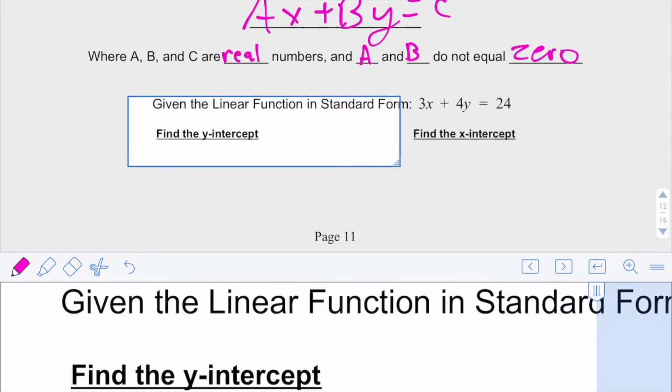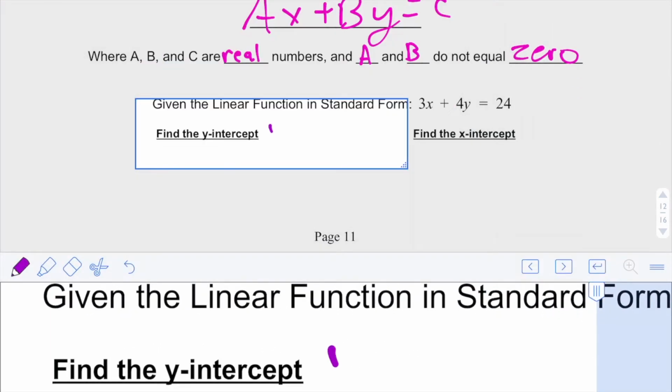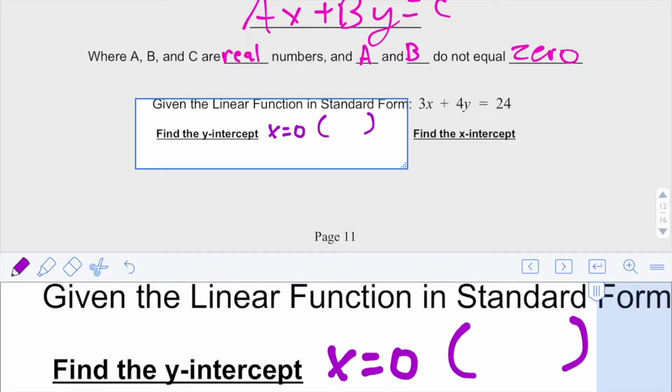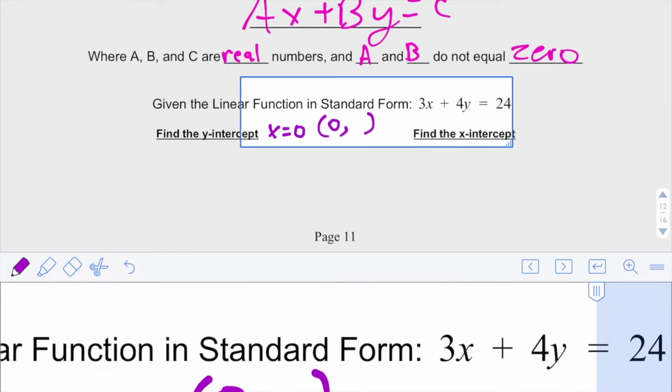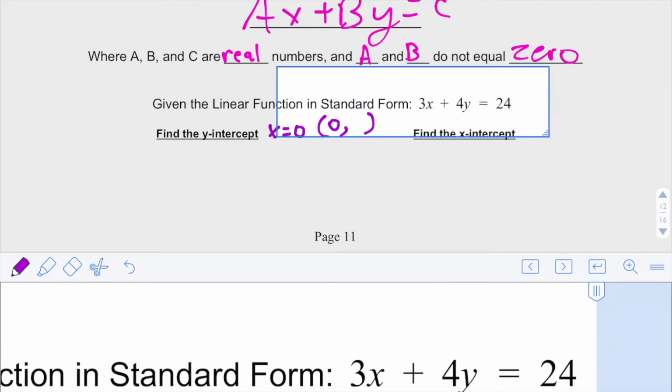So whenever we're finding a y-intercept, the x is going to equal 0. So if we're writing our point, we would write the point 0, comma, whatever we found once we plug in 0 for x. So let's do that given this equation right here.